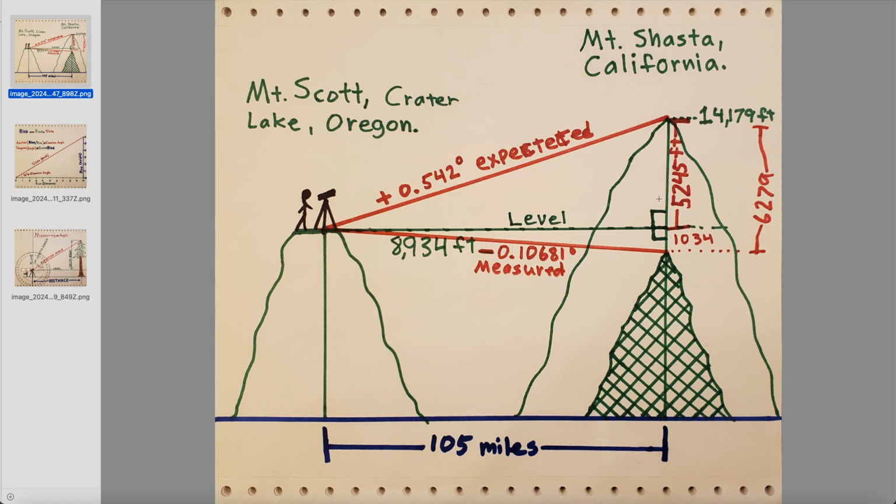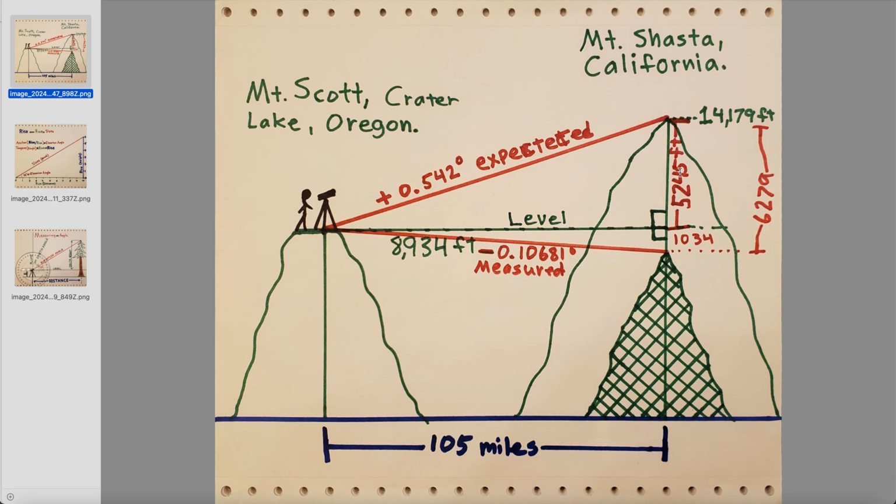And I don't know why you would be trying to take an angular size measurement of the top of it. So what they decreed was that they took a dip angle of 0.10681 degrees. And to them, that meant that there was an extra 1,034 feet. And they came up with this crazy 6,279 feet. This is what they came up with.